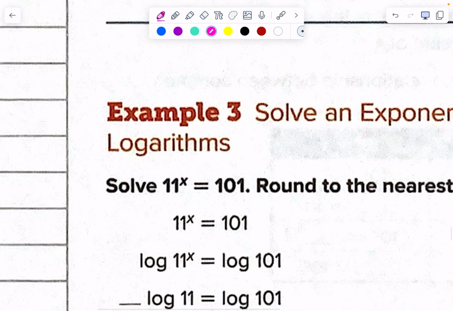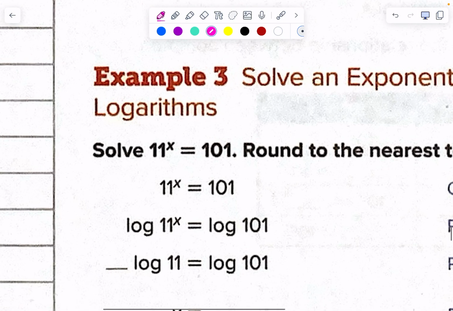Example 3. We have a problem. What about 11 to the x equals 101? I bet it's not. 11 squared is 121. That's not going to work. Okay? It's not going to work. So, what the heck do we do?